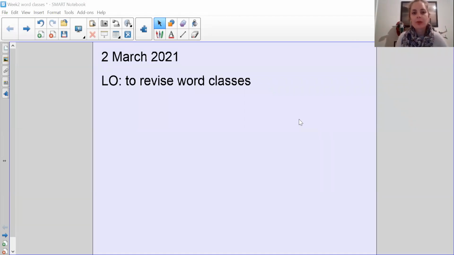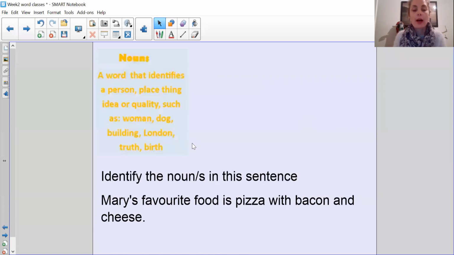Today we're going to be looking at revising word classes as our learning objective. Now many of you know these, but we just need to make sure that you're 100% familiar with what a word class is and what the different types of word classes are. So word classes refer to a number of concepts.